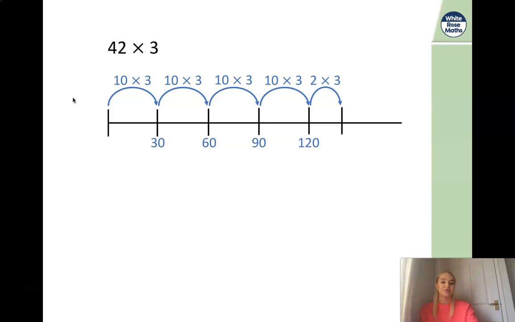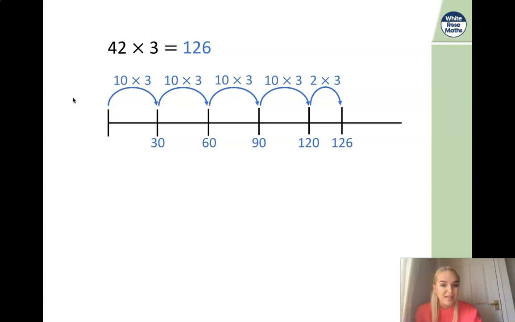I can hear lots of you at your screen saying, no, Miss Newman, we don't need to add any more 30s. We now know our next multiplication is 2 multiplied by 3. What is 2 multiplied by 3? 6. So we are now adding 6 to our 120. What is 120 add 6? 126. And that is my answer.